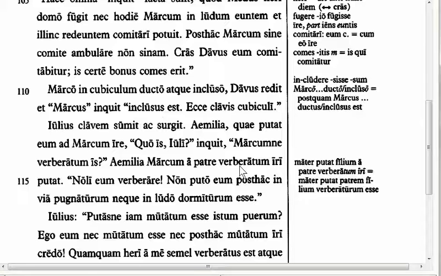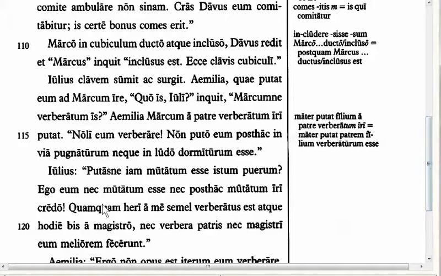In line 118, we see ego eum nec mutatum esse, nec post hac mutatum iri credo. Here we're in an indirect statement again: I believe that he neither has been changed nor after this will be changed. So here's a good place to compare the perfect passive infinitive with the future passive infinitive. Perfect passive infinitive, mutatum esse. Future passive infinitive, mutatum iri. He thinks that he has not been changed, nec mutatum esse. And he thinks that he will not be changed, mutatum iri.